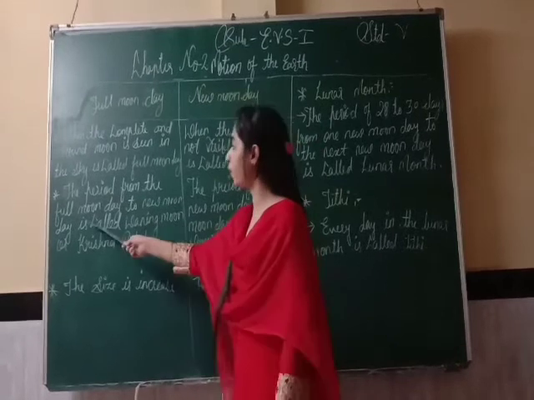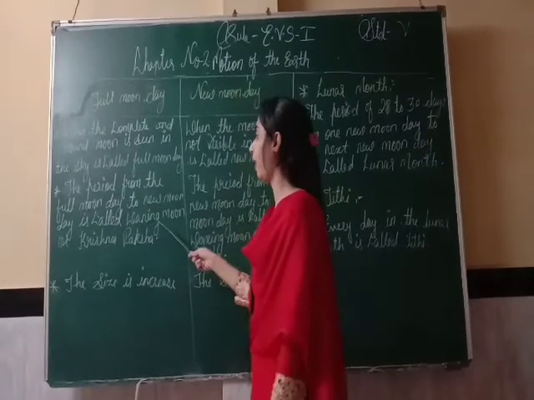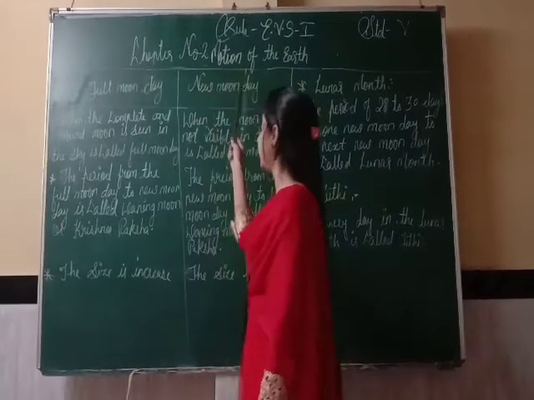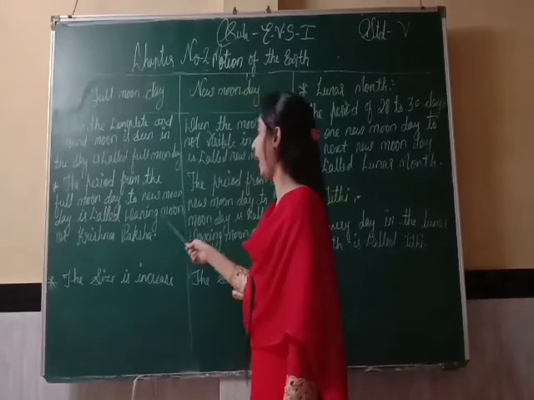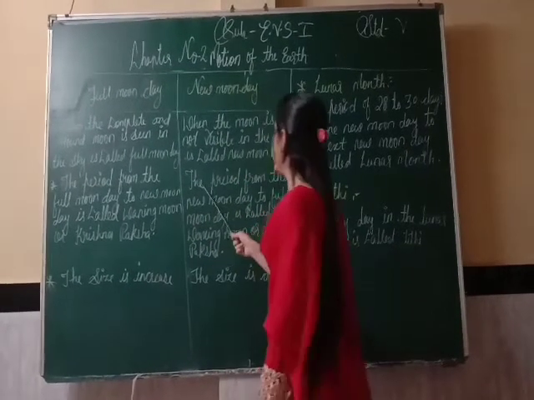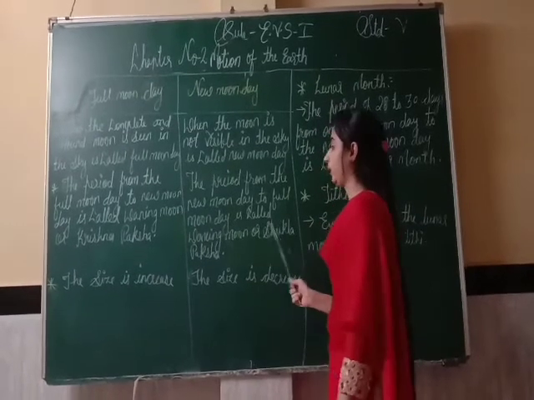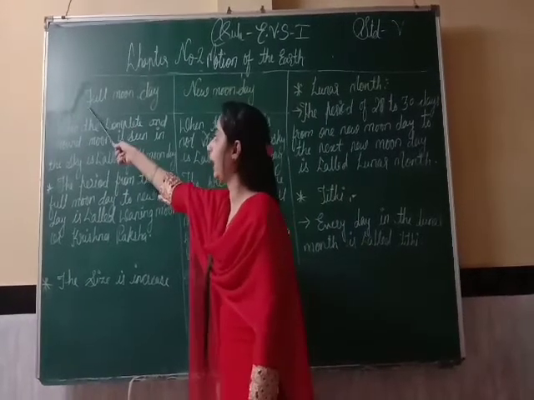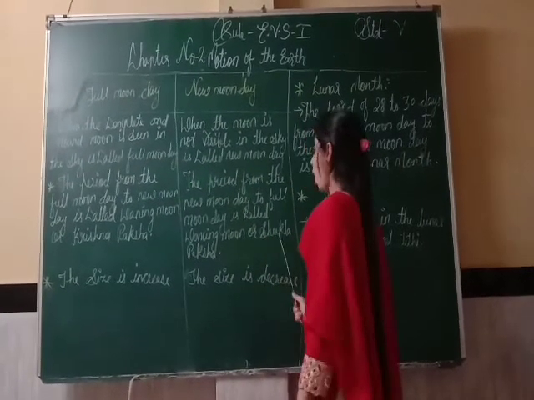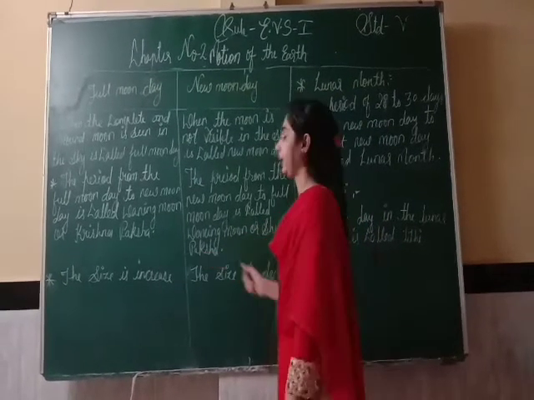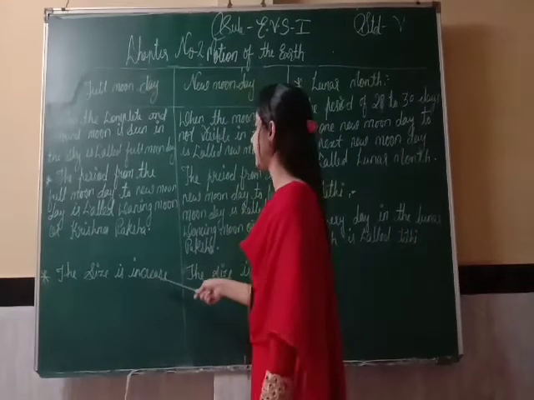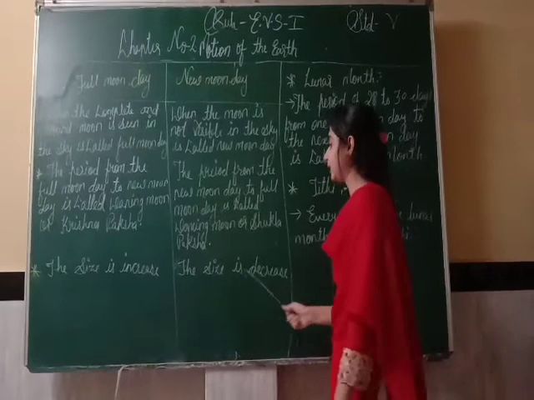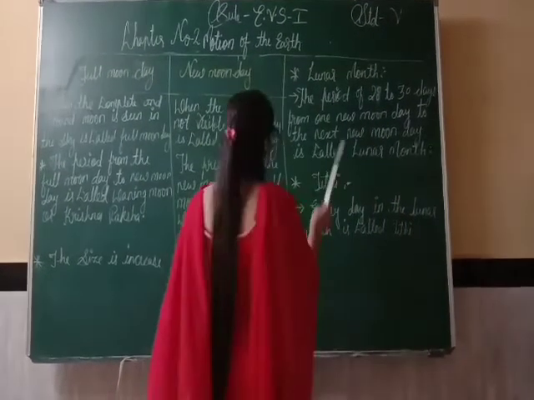The period from the full moon day to new moon day is called waning moon or Krishna Paksha. Means the period from this full moon to this new moon is known as waning moon or Krishna Paksha. The period from the new moon day to full moon day is called waxing moon or Shukla Paksha. Means new moon day to full moon day is known as waxing moon or Shukla Paksha. Here Krishna Paksha and here Shukla Paksha. In Shukla Paksha the size of the moon will increase, and in Krishna Paksha the size decreases.